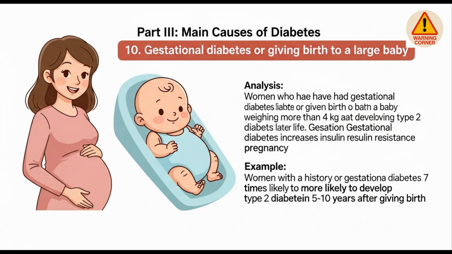10. Gestational diabetes or having a large baby. Women who have had gestational diabetes or have given birth to a baby weighing more than 4 kilograms are at increased risk of developing type 2 diabetes later in life. Gestational diabetes increases insulin resistance during pregnancy. Women with a history of gestational diabetes are 7 times more likely to develop type 2 diabetes within 5 to 10 years after giving birth.